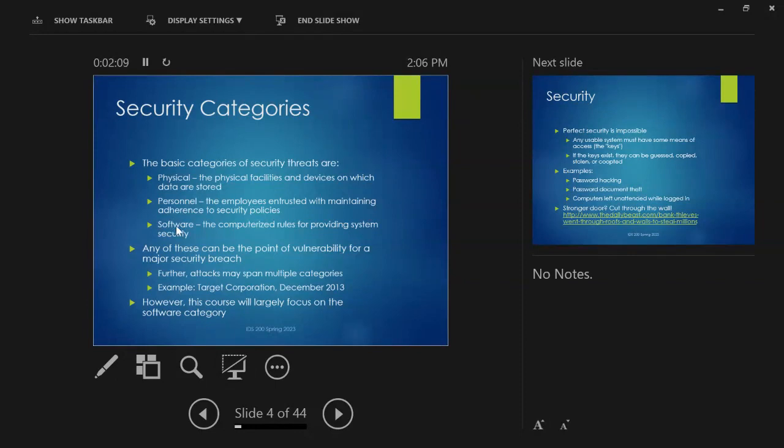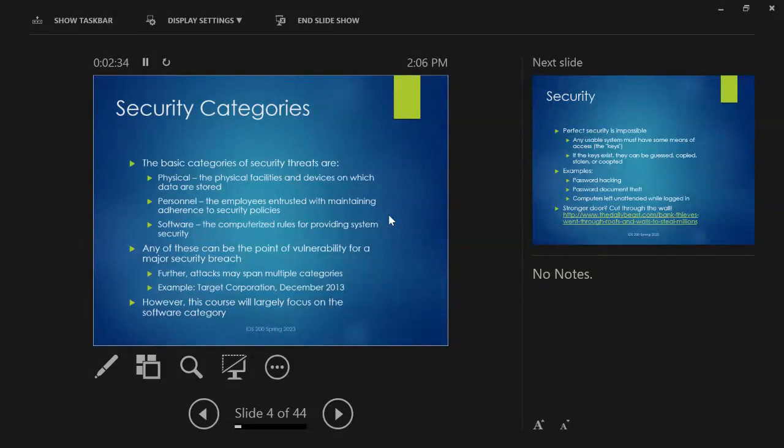And of course, the one we usually talk about is software. We're all familiar with the dangers of going to sketchy web pages and having them try to install malware on your machine. And you probably all have at least the default Microsoft antivirus, or something like Norton, or maybe Malwarebytes, which is pretty good. So a bunch of different ones out there. Now, of course, any of those aspects can be the point of vulnerability for a major security breach.